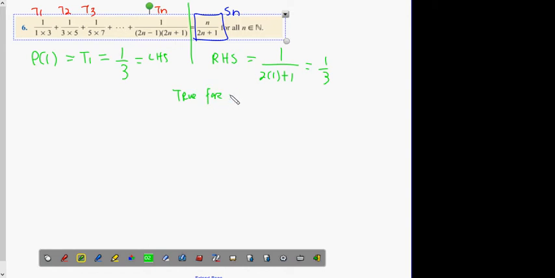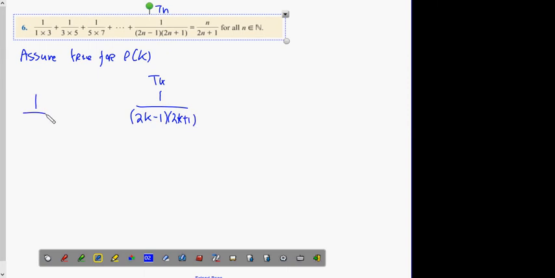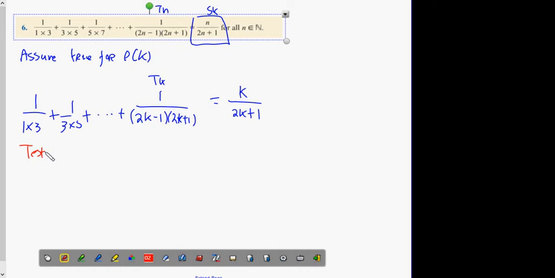Now, once you've done that, what's going to happen next is you're going to assume true for P of K. Now, instead of Tn, what do you have this time? TK. So it's 1 over TK minus 1 into TK plus 1. And then it's going to be 1 over 1 by 3 plus 1 over 3 by 5, and I don't have to put the last one in if I don't want to. And then what does this side change into? K over 2K plus 1. Now that we're here, we now have to test P of K plus 1.